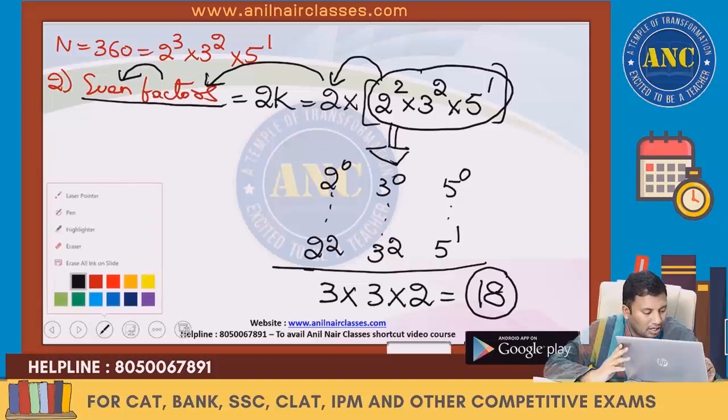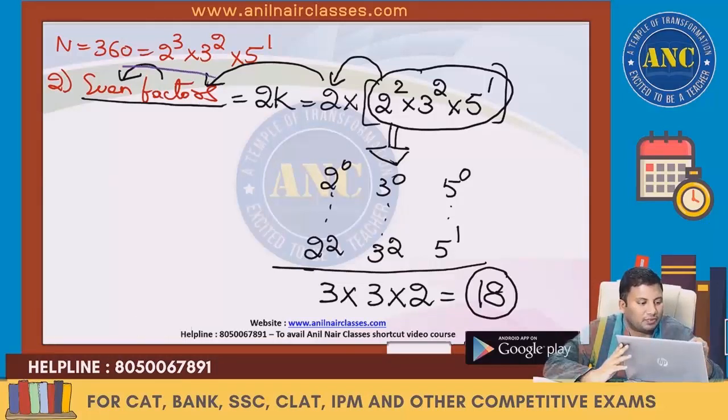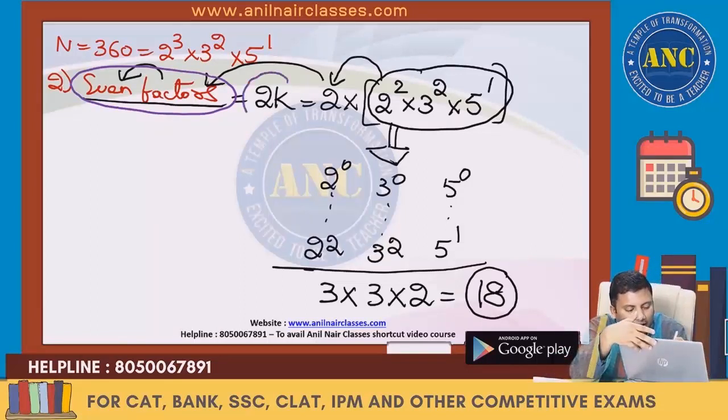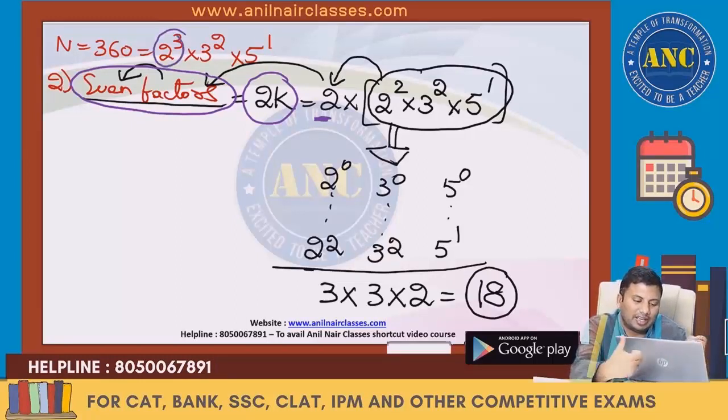Totally I got 18 even factors for this number. An even factor is of the form 2k. 2 into the remaining out of 2 cube. 1 two is taken out. Remaining is 2 square, remaining is 3 square, remaining is 5 power 1.